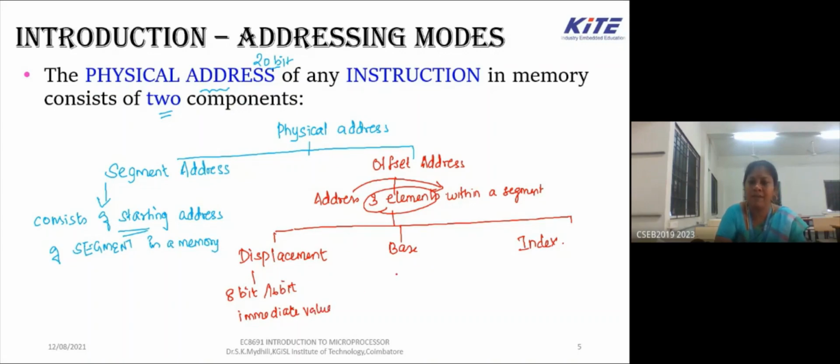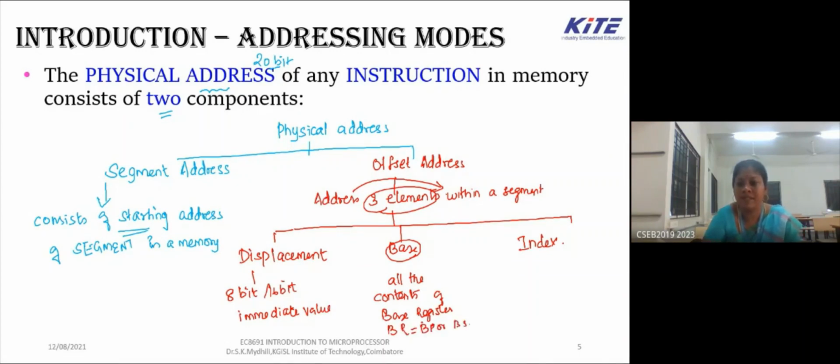What is meant by this base? We have seen in the base architecture, the base registers. So all the contents of the base register constitute this. So what is the base register? We know it is BR, which is specified as BP or BX, base pointer, right?